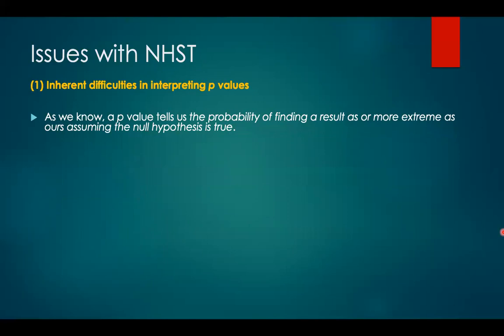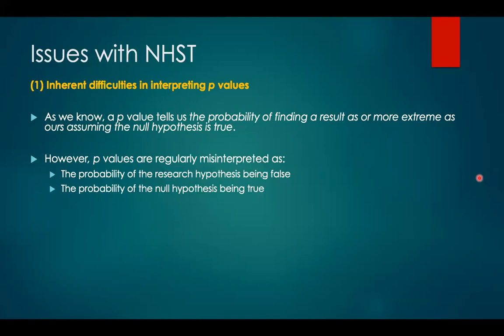Number one, it leads to difficulties in interpreting results, and p-values are often misinterpreted. So as we know, a p-value tells us the probability of finding a result as or more extreme than ours, assuming that the null hypothesis is true. So if there's really no effect present, how likely would it be to obtain the data that we did, or data more extreme? So essentially, the probability of our data, given that the hypothesis that we have is not true, or in other words, that the null hypothesis is true. And this takes some mental gymnastics to try to wrap your head around.